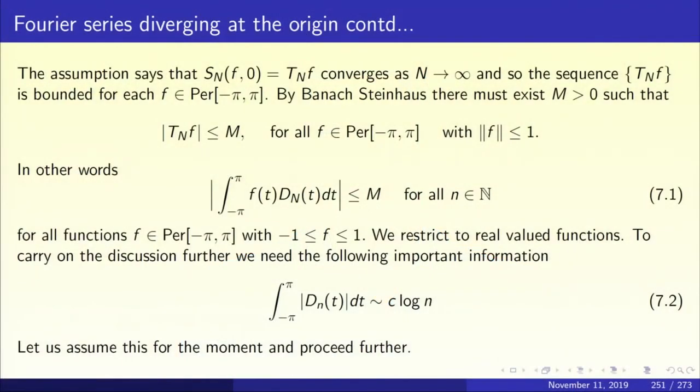So the displayed equation 7.2 is important, and it tells you that the integral from minus pi to pi of mod Dn t dt is approximately c times log n, where c is a universal constant, and that means that these integrals go to infinity as n goes to infinity. That's the important conclusion. But let us assume this for the moment.